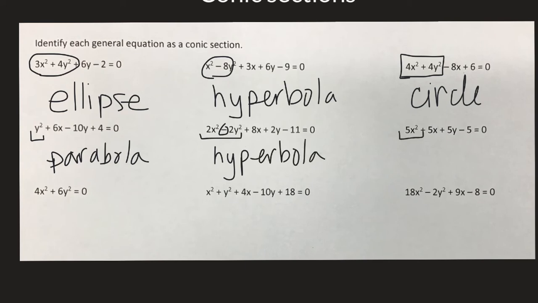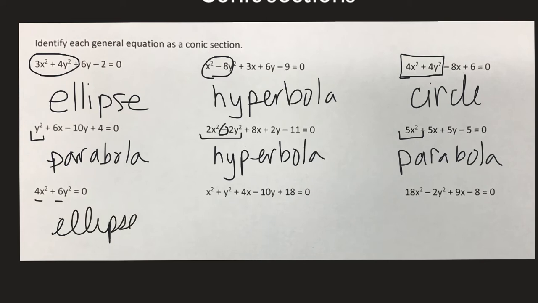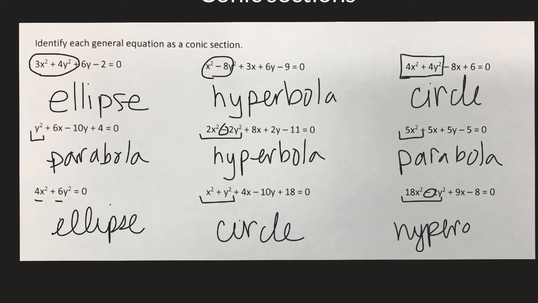I only see 1 squared variable. There are a lot of 5s there, but the squared variable means that's a parabola. This one has different coefficients, so it's an ellipse again. This one has the same coefficients, so it's a circle. And this one has a minus, so it has to be a hyperbola. Okay, so those are the things that we're looking for when we're trying to identify what type of conic section it happens to be.